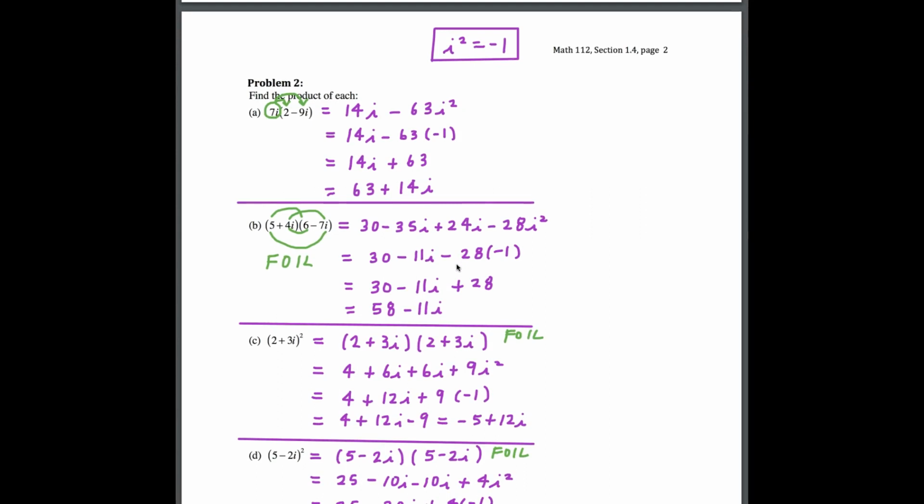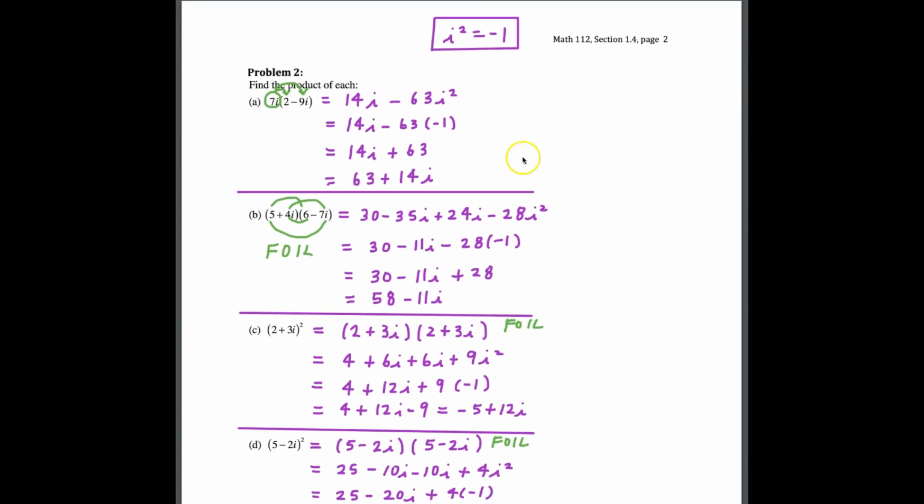Now what we'll need to do is work on our multiplication. The main thing you have to remember for this is that i squared is equal to negative 1. We're going to need this fact and use it over and over again in each of these problems. So let's start with more of a basic product that we have to find. It's just a single term, 7i, times this complex number 2 minus 9i.